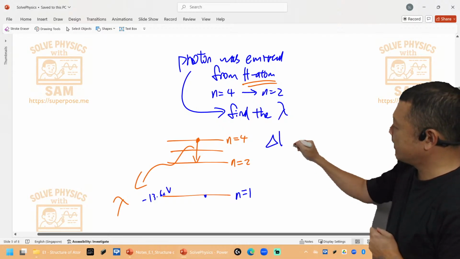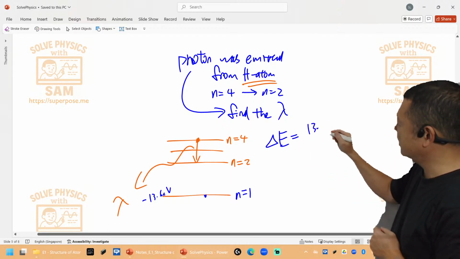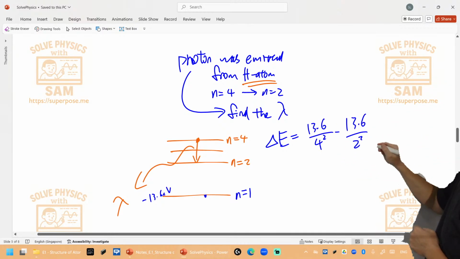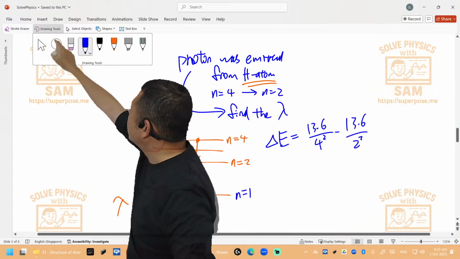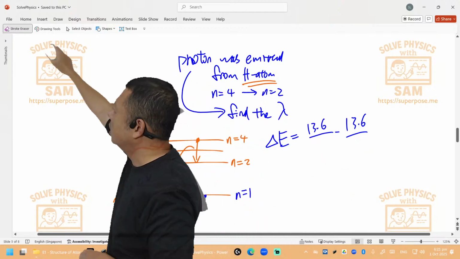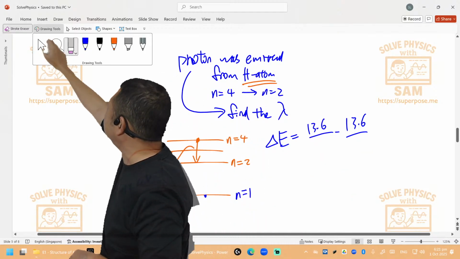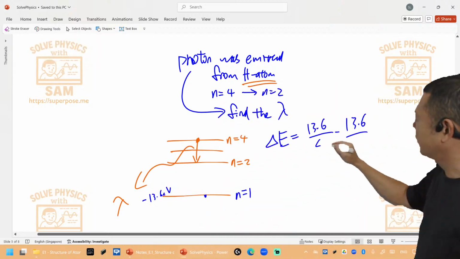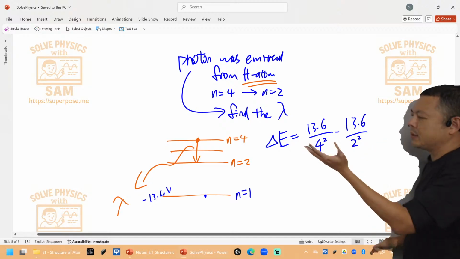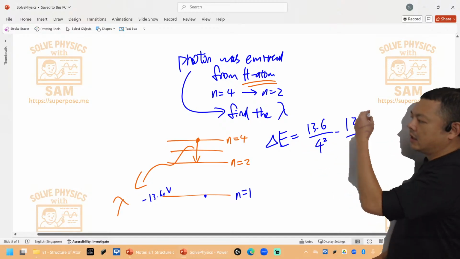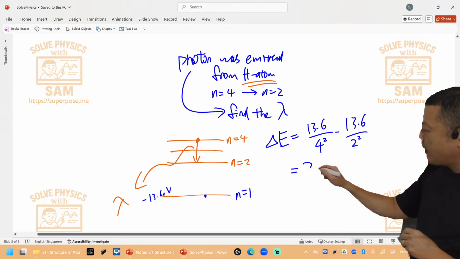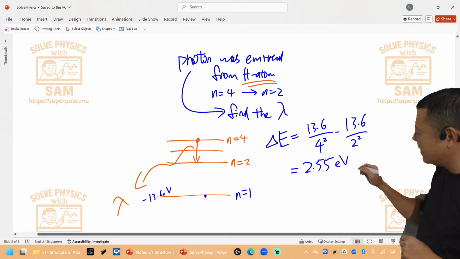Yeah, so we need to find del E. Del E is equals to 13.6 over 4 squared minus 13.6 over 2 squared. Oh, the other way around, sorry. Yeah, the other way around. Oh, yeah. 4 squared is smaller, right? So you get a bigger number. I mean, whatever it is, it will just be the difference between these two levels, okay? So how much is this? 2.55. Please remember that this equation gives you eV.